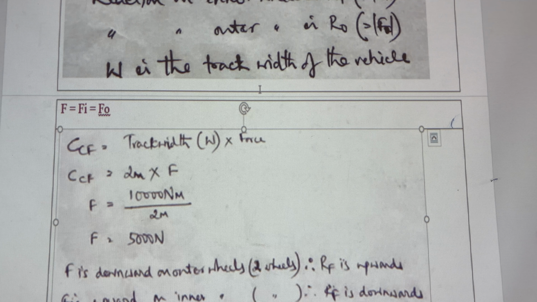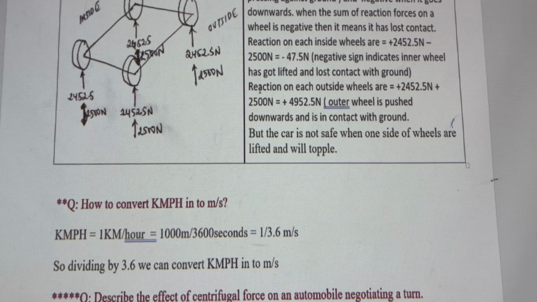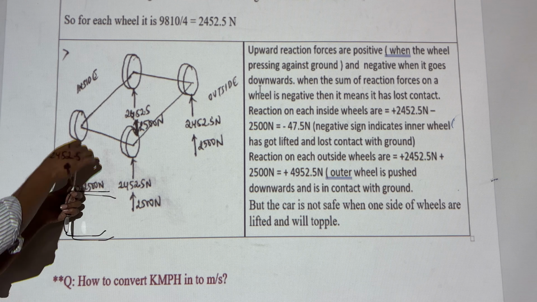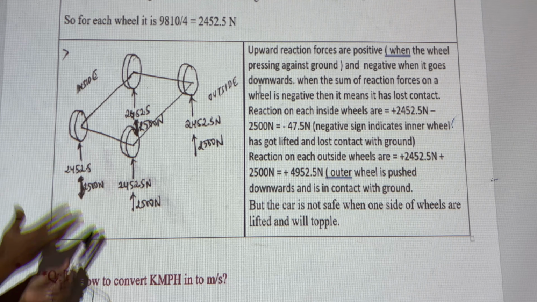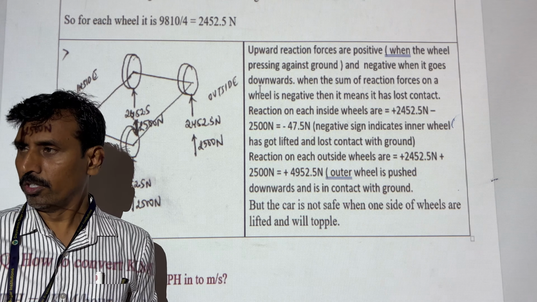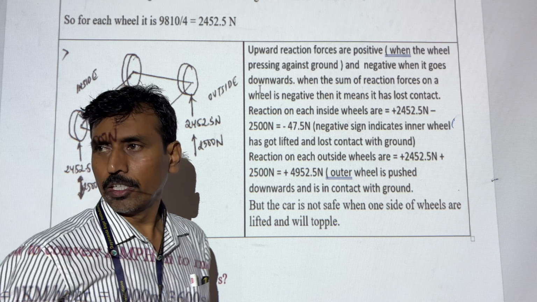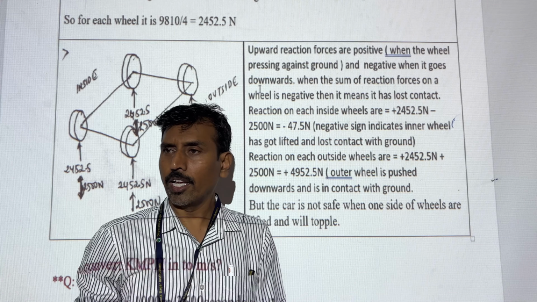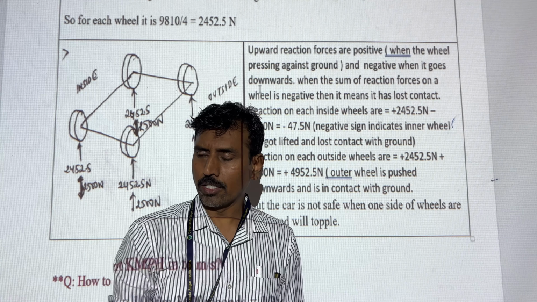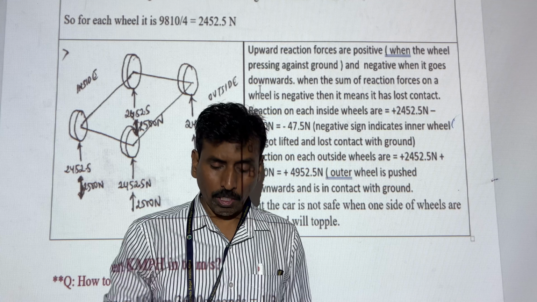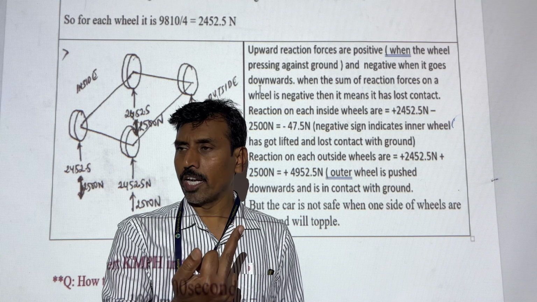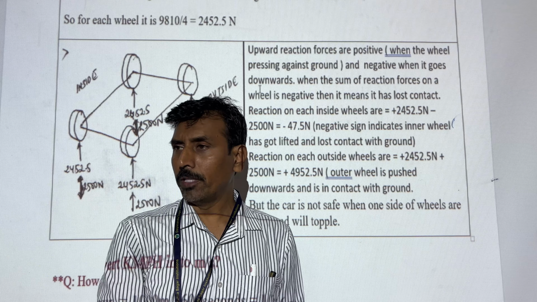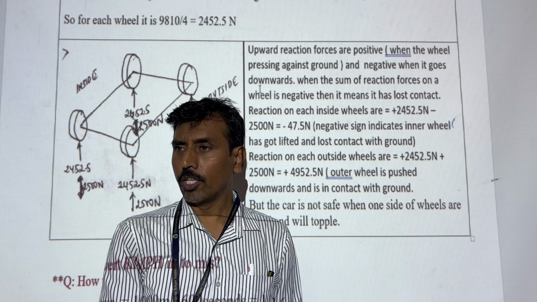So always the forces on the inside wheels should be positive. Imagine that I'm standing on a weighing scale, and suppose the weighing scale shows 72 kgs. I'm providing a reaction, and the weighing scale is showing 72 kgs. Suppose somebody lifts me off with a force of 72 kg, then what will be the weight on the weighing scale? It will show 0.